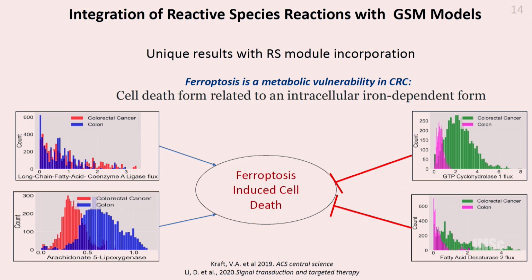This is a very comprehensive study which shows how the fluxes on average differ between a simple colon model and the colon model with the RS module. Both upregulated and downregulated reactions are shown, and we are now looking at how it helps us understand ferroptosis better.